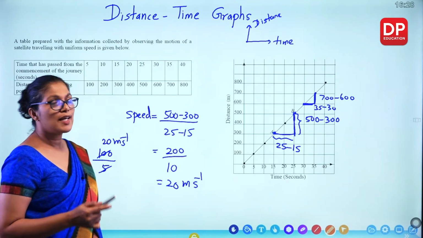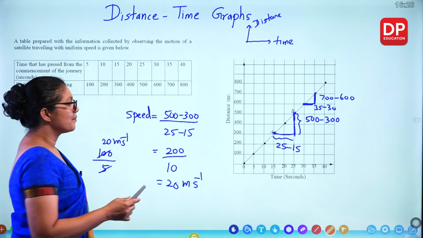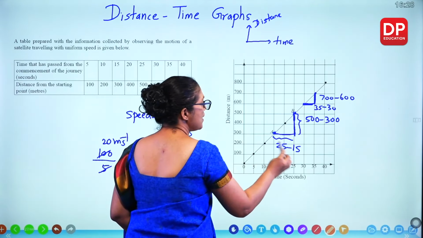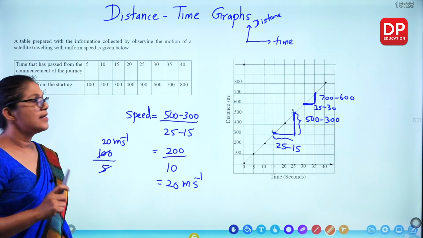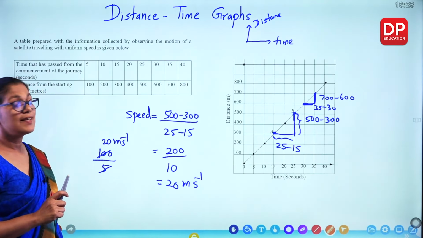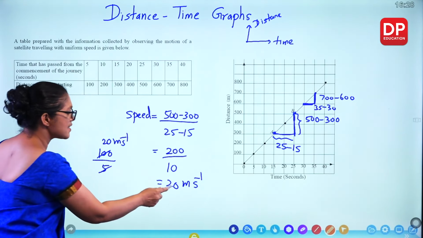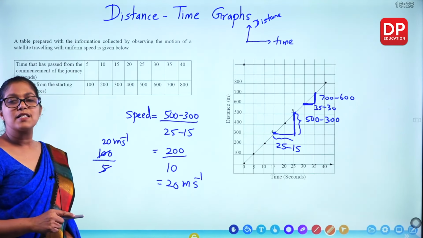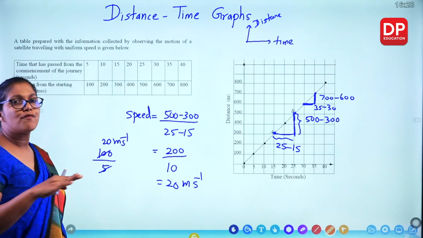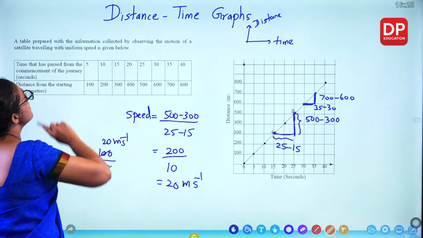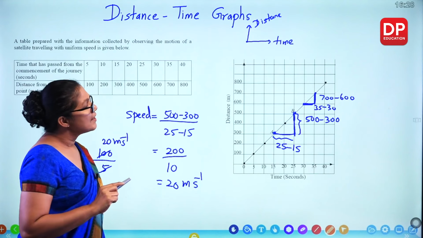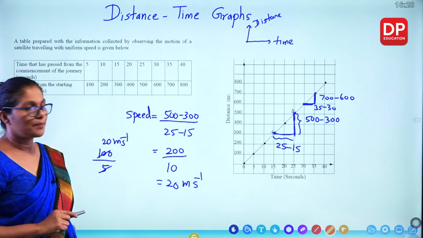So what can you say about the speed? In any time period here, the distance travelled within 1 unit of time is a constant. Always 20 meters per second. So this is uniform speed. So we can say about this satellite, it travels with uniform motion.